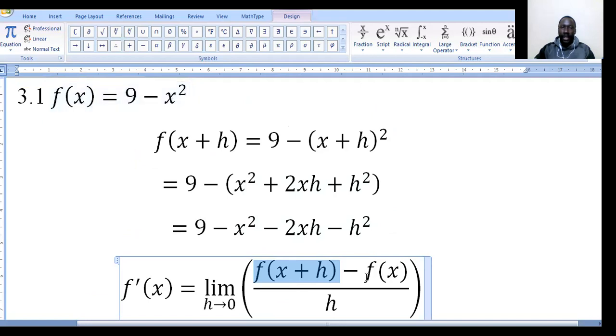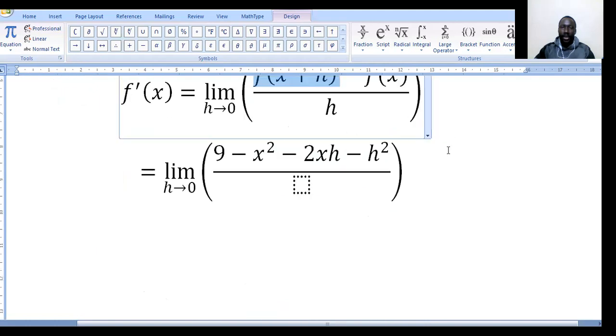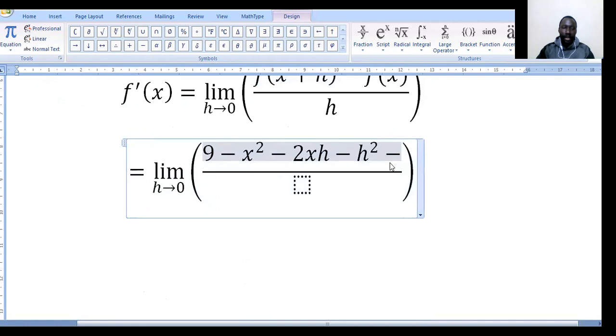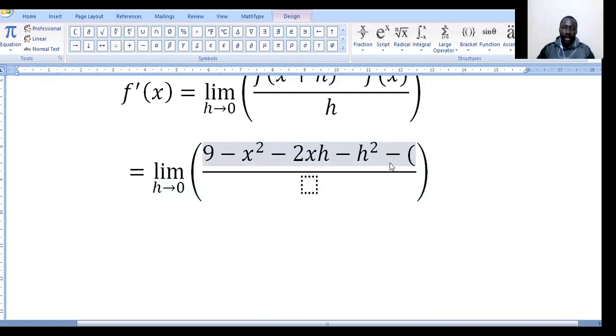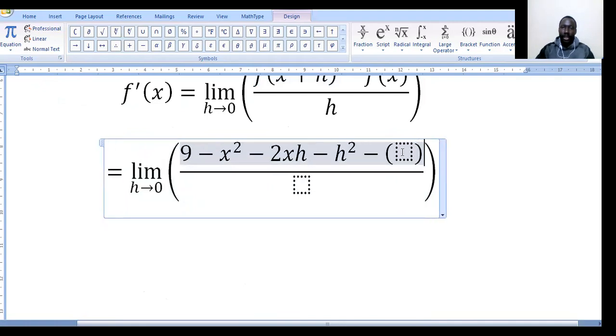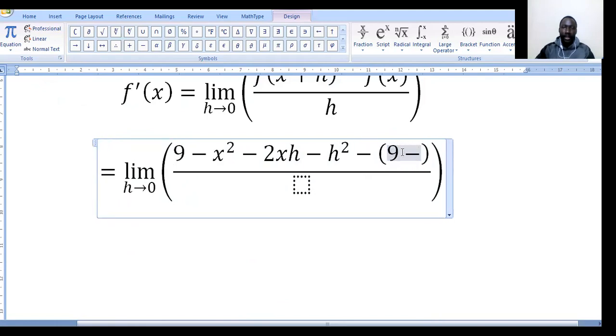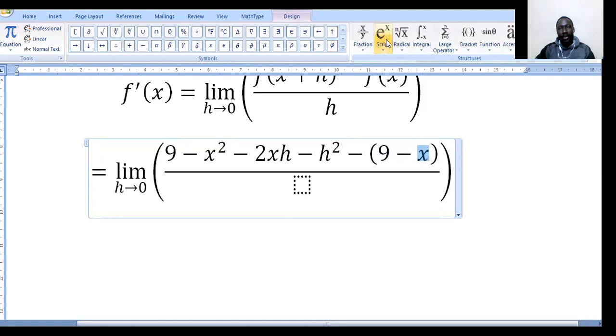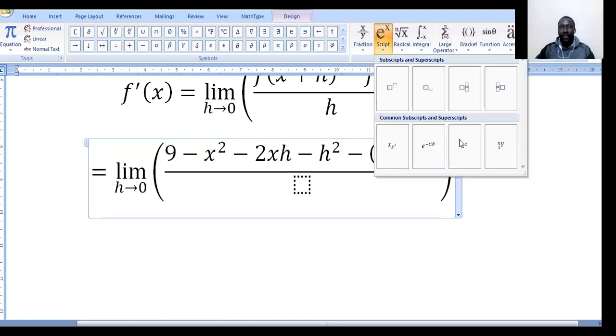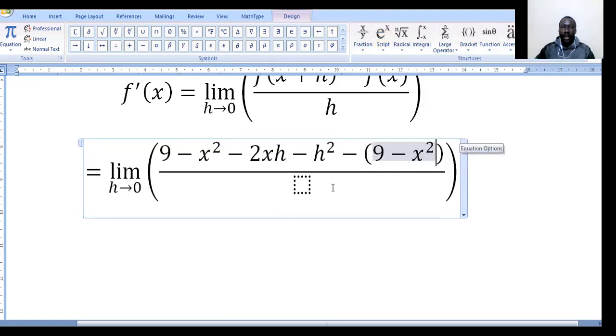Well, let's put it right here as 9 minus x squared. So we'll be having minus, well, we could first have a little bracket and we put inside here 9 minus x squared. So now 9 minus x squared is what we have for f of x. Then we later divide by h. That's what we have so far.